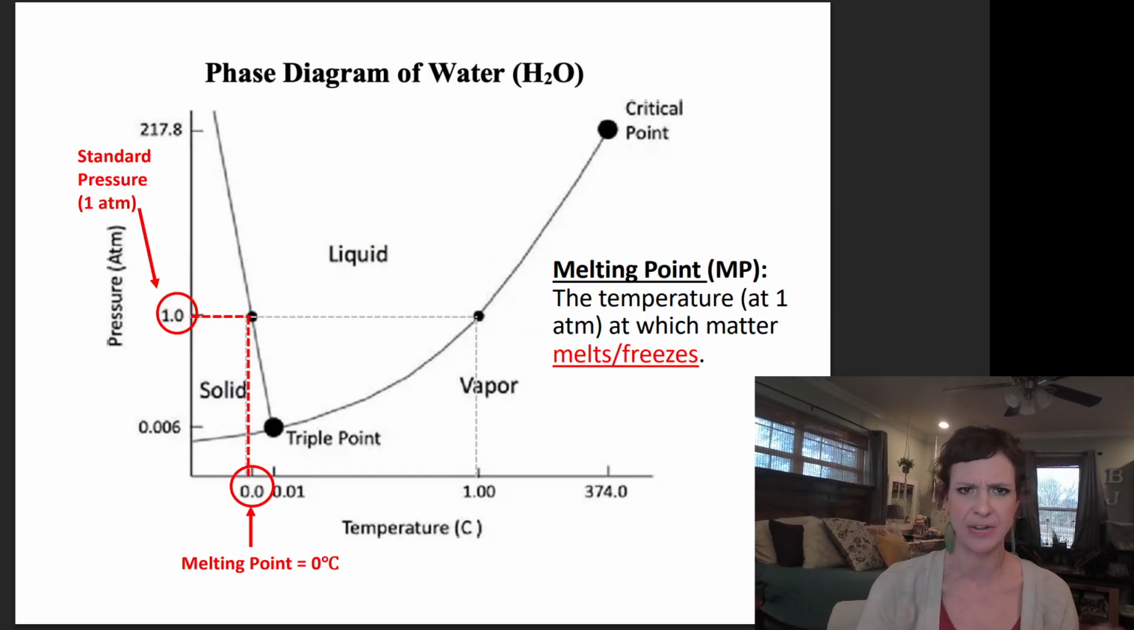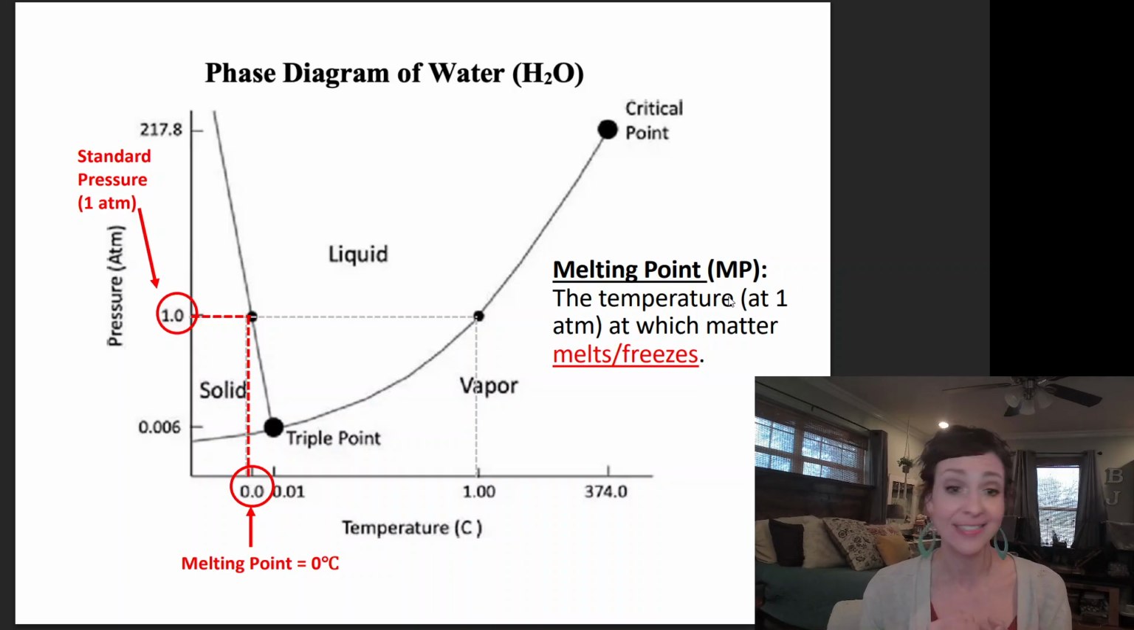Cool. So what else can we interpret from this phase diagram? Very important: you need to be able to point out the melting point of a substance by looking at its phase diagram. You will often see me abbreviate melting point as MP. Not only me, most scientists do this. By definition, the melting point is the temperature at 1 atmosphere, and an atmosphere is a pressure unit, so at 1 atmosphere of pressure, at which matter will melt and/or freeze. So you're like, okay, how do I find that on my graph here?